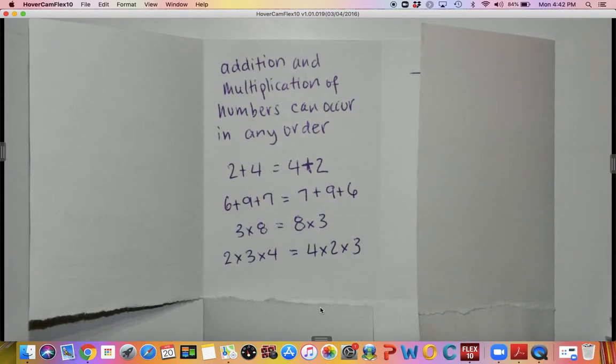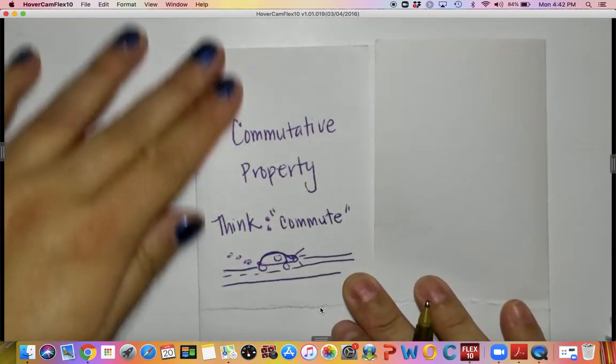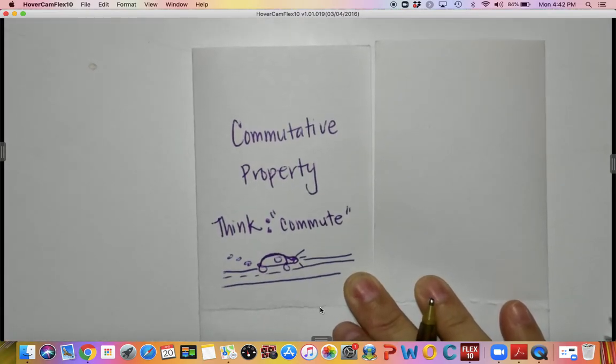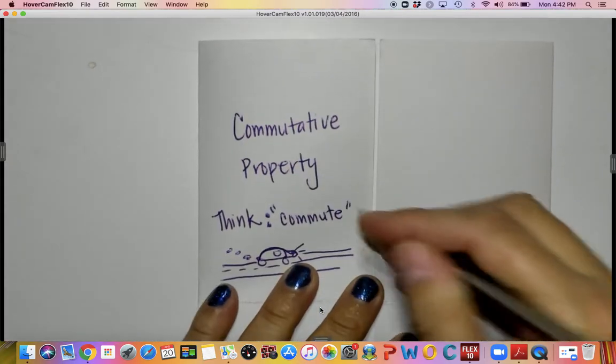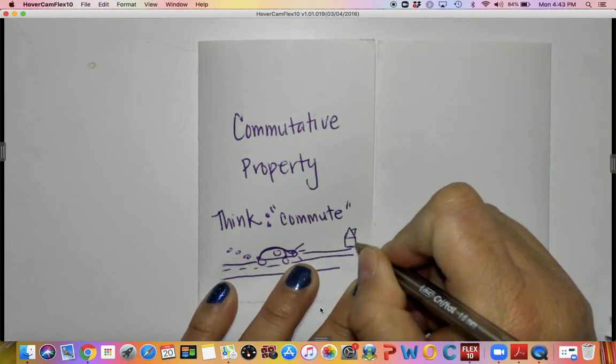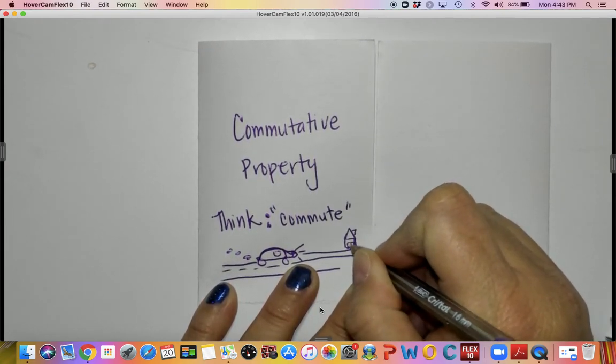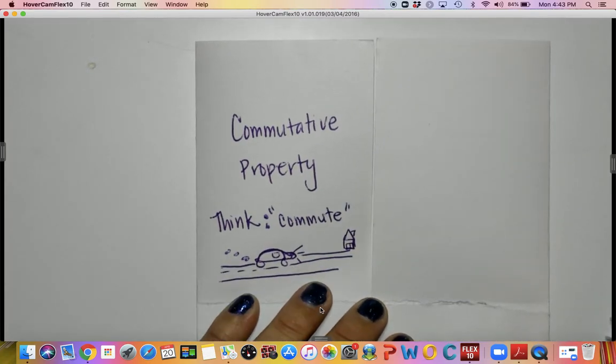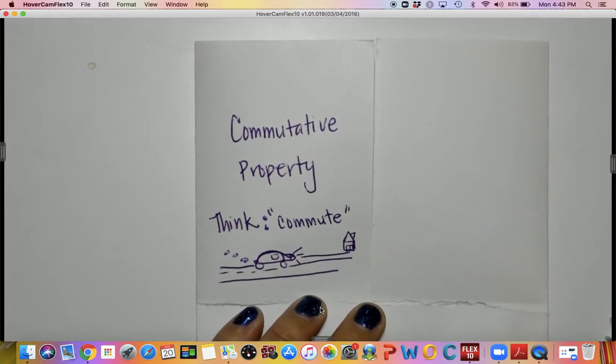2 times 3 is 6. 6 times 4 is 24. 4 times 2 is 8. 8 times 3 is 24. You get the same answer. So back and forth. Here, I'll put a little house here. That looks nothing like where I live, but that's okay. It's a house. That's commutative property.